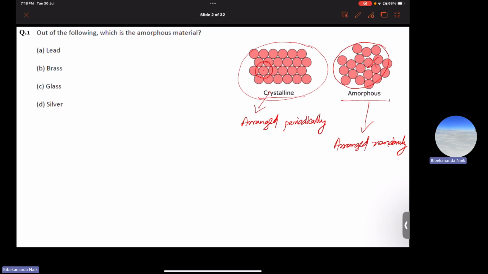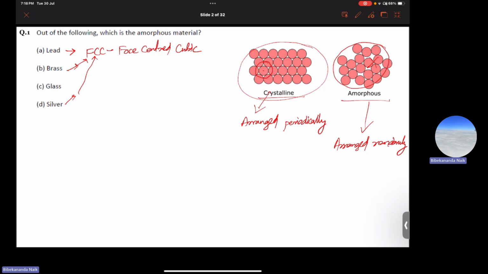So if we talk about this problem, the question was, out of the following, which is the amorphous material? And we know in case of amorphous material, they are arranged randomly. If you see the options, option A is lead. Lead is crystalline in nature, and the structure is FCC, or face centered cubic. So they belong to cubic crystals. Similarly, brass and silver also exhibit a face-centered cubic structure.